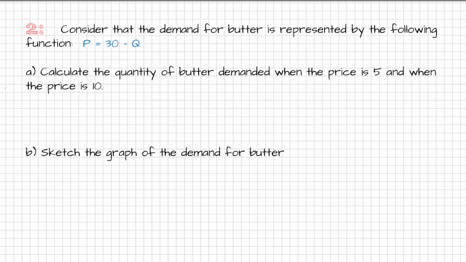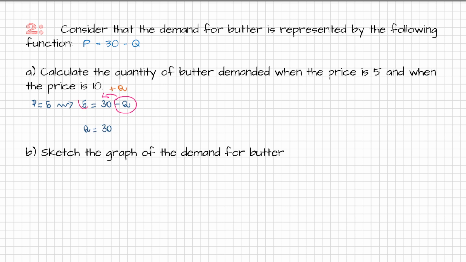We want to know the quantity of butter demanded when the price is 5 and when the price is 10. To find these values, we need to substitute each price into the demand function. For P equal to 5, we have 5 equal to 30 minus Q. Then, we will pass minus Q to the left side of the equation, changing its sign to positive. Yes, we invert the operation. Since it is subtracting, we move it to the other side as sum.